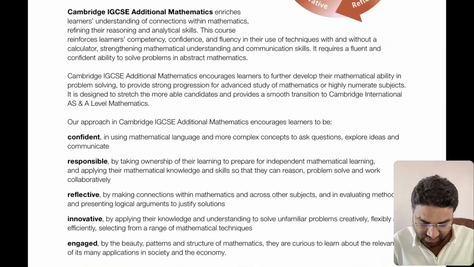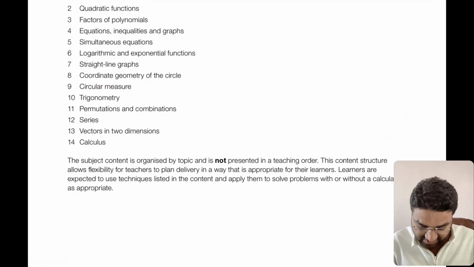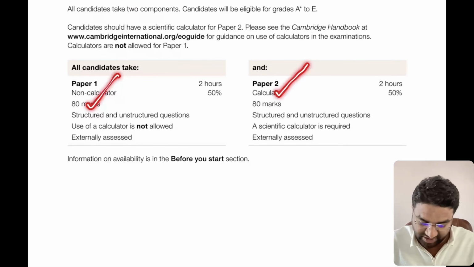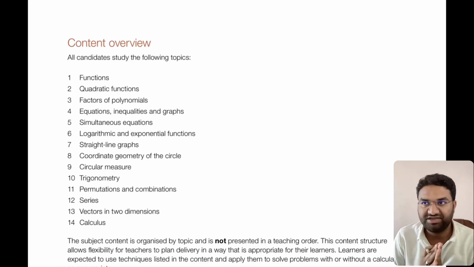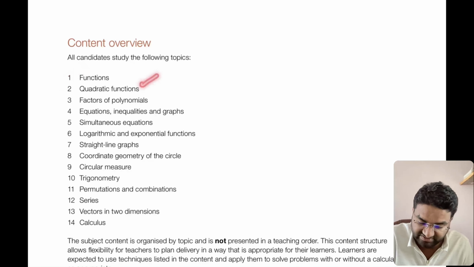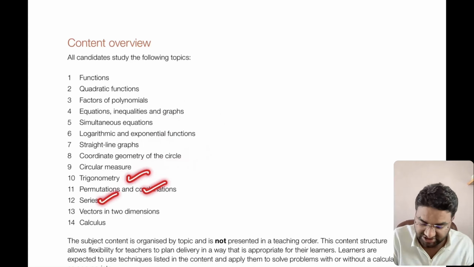For those who don't know the paper structure, the first one is Paper 1 and the second one is Paper 2. The first one is non-calculator, and the second one has calculator-based questions. Apart from that, you have 14 syllabus topics: functions, quadratic functions, factors of polynomials, equations, inequalities, graphs, simultaneous equations, logarithmic and exponential functions, straight line graphs, which is the coordinate geometry part, and then coordinate geometry of a circle. Next, trigonometry, permutations and combinations, series, vectors in 2 dimensions, and the calculus part.